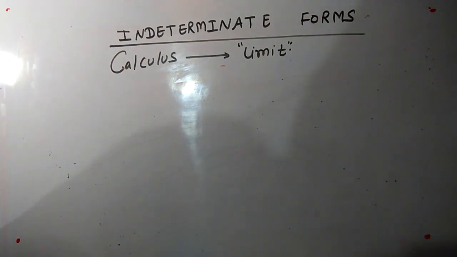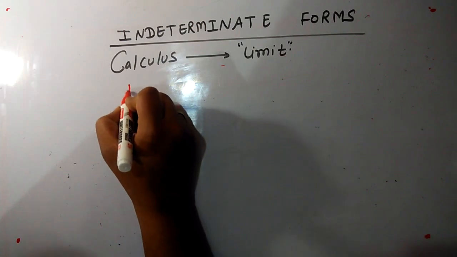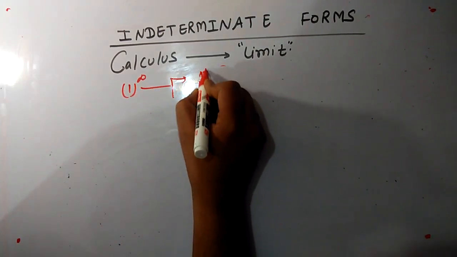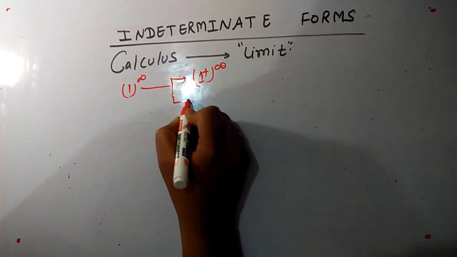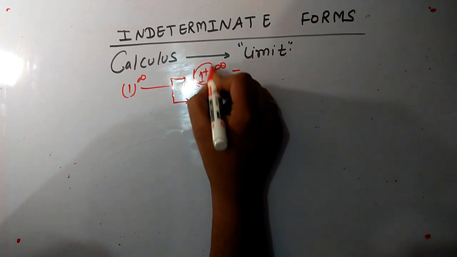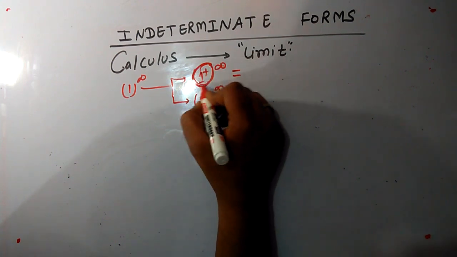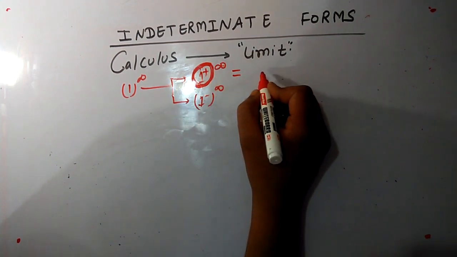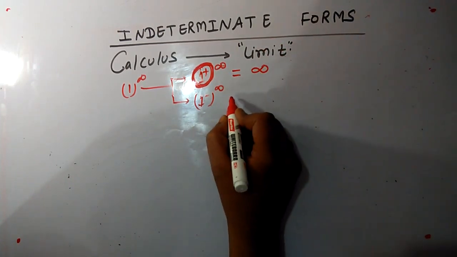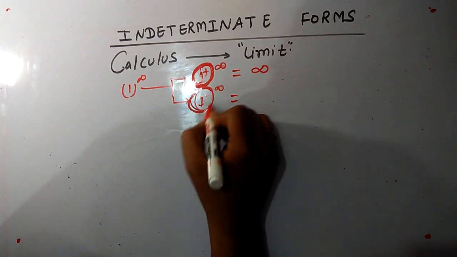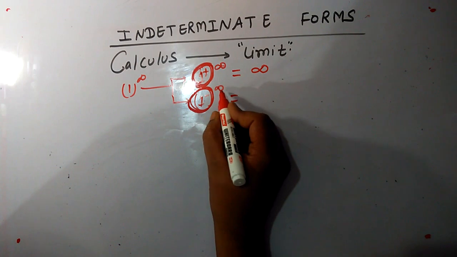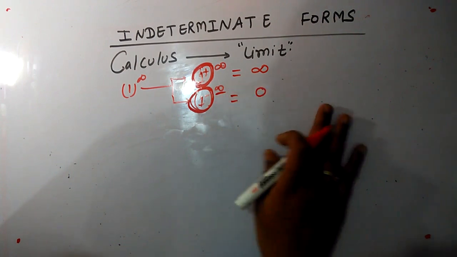So 1 raised to power infinity has two cases, 1 plus raised to power infinity and 1 minus raised to power infinity. 1 plus: since base is greater than 1 and I am increasing power, its value will be infinity. And 1 minus is less than 1, it is lying between 0 to 1, and I am increasing power, so its value will be 0.